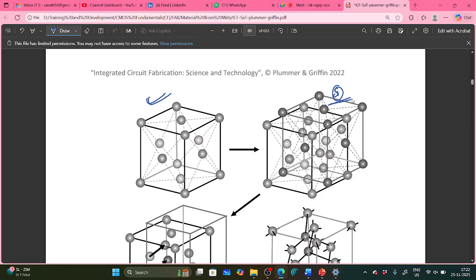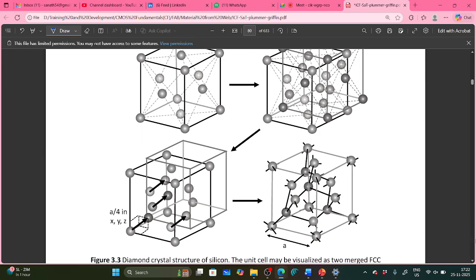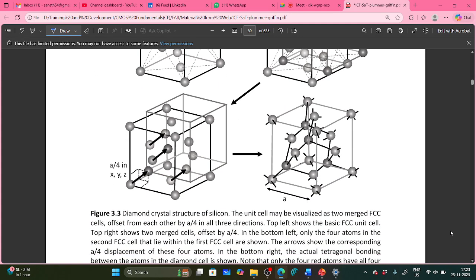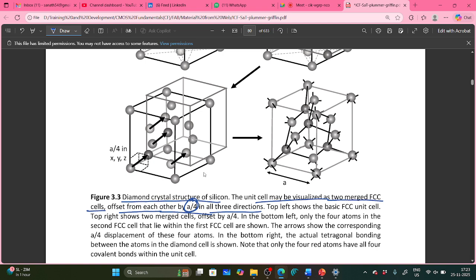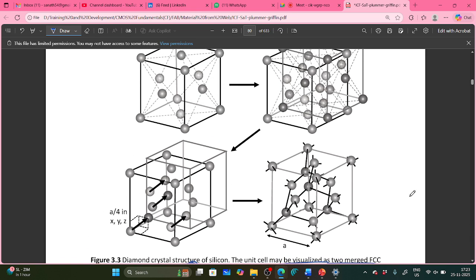This is the silicon structure. Did you understand how the structure will be? Two FCCs merged together, this is the diamond structure of silicon. That is, the unit cell may be two merged FCC cells. What is the offset from each other? What is the distance in the three directions? A by 4. Between the two, what is the distance from this atom to this atom? The distance is A by 4.